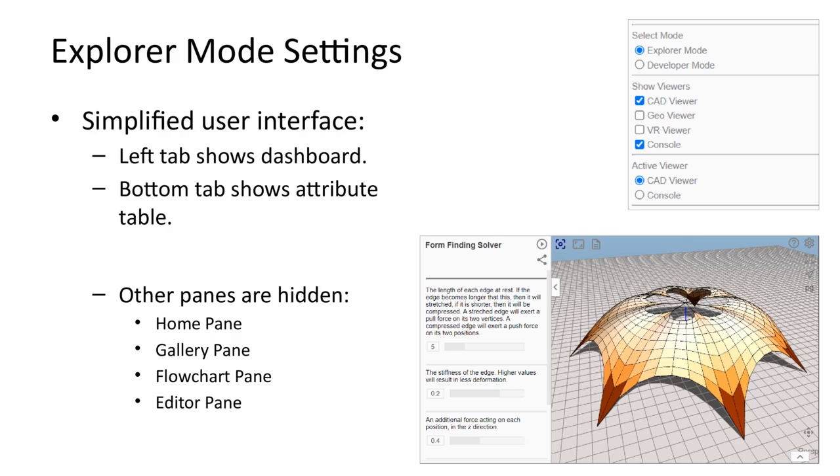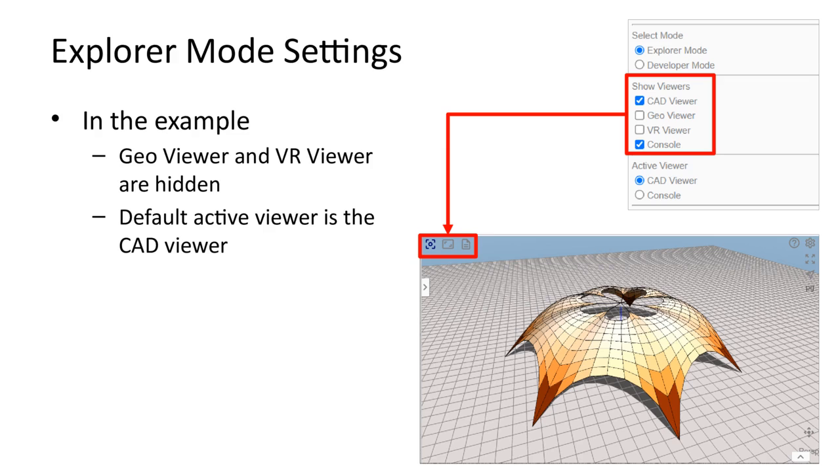Here we can see a screenshot of the simplified user interface. On the left side, there is a tab that opens up the dashboard. At the bottom, there is a tab that opens up the attribute table. In the example, the Geo Viewer and VR Viewer have been hidden, and the CAD Viewer has been set as the active viewer. When a person follows the link, the web page will open up as shown in the image.